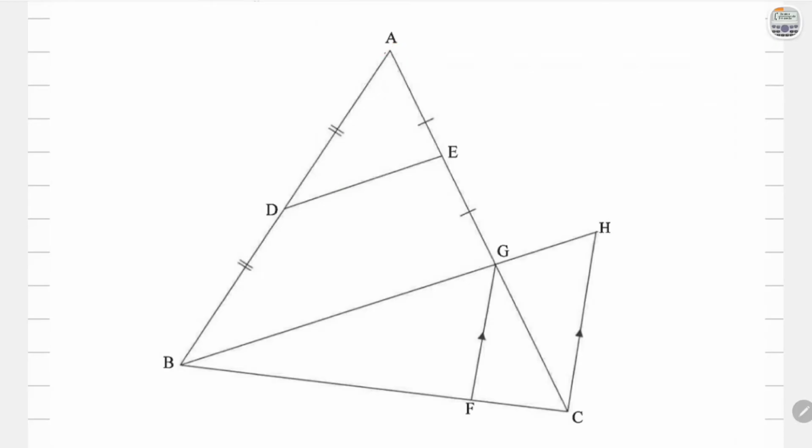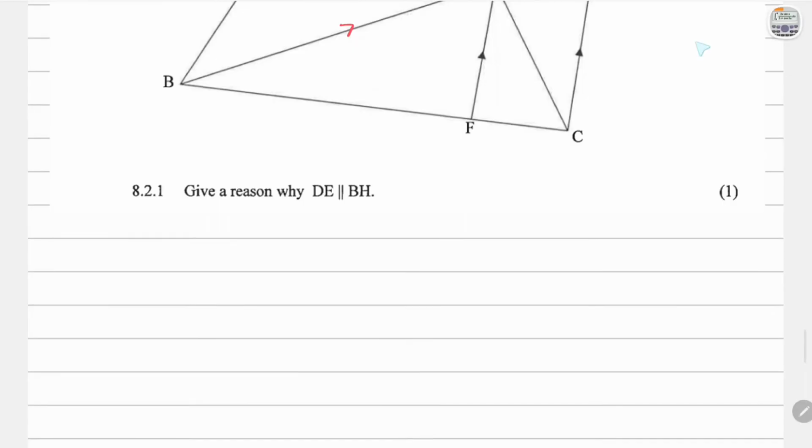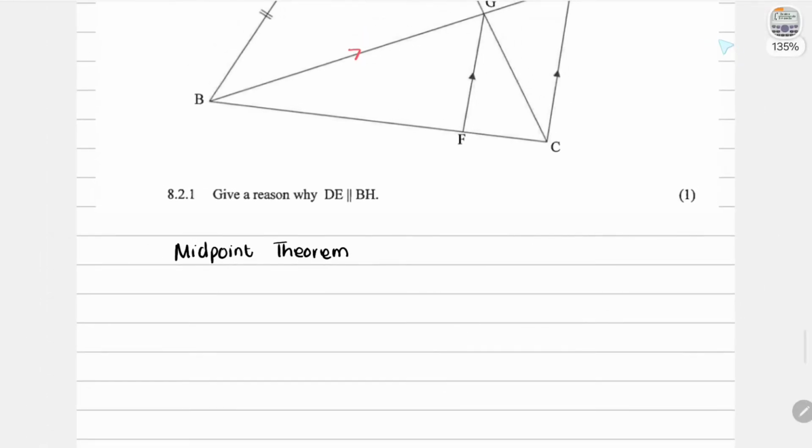The midpoint theorem says that if AD is equal to DB and AE is equal to EG, then what we can conclude is that DE is first of all parallel to BG, and that BG is equal to twice the size of DE. So the main reason they are parallel is because of the midpoint theorem. And that is our answer.